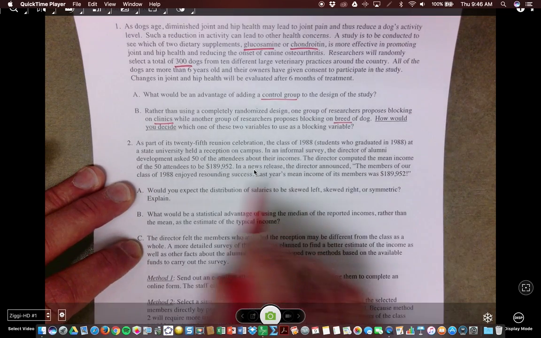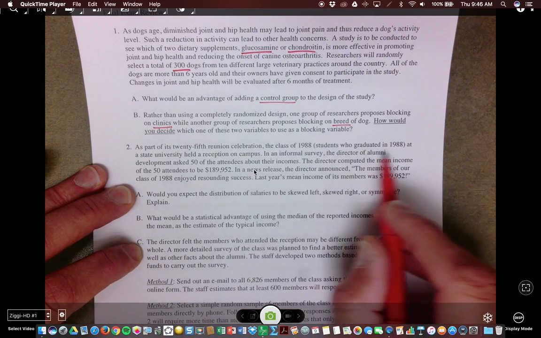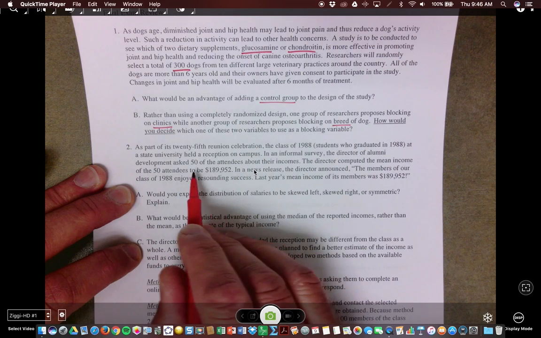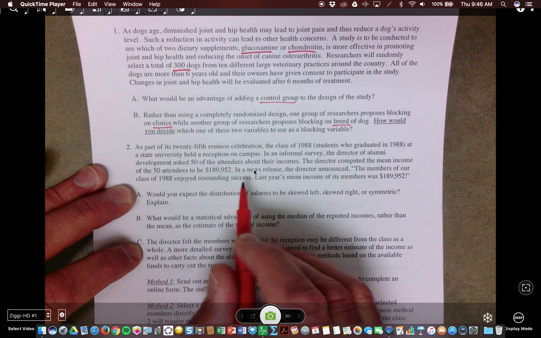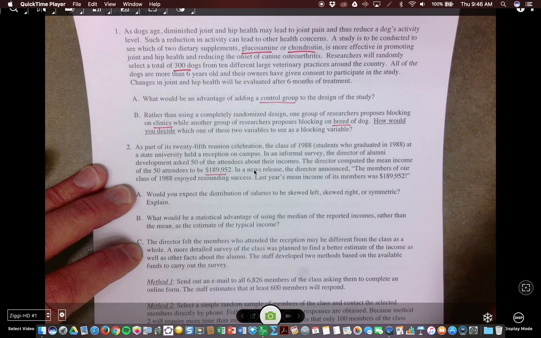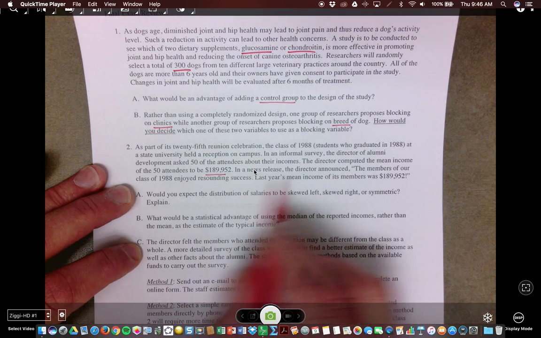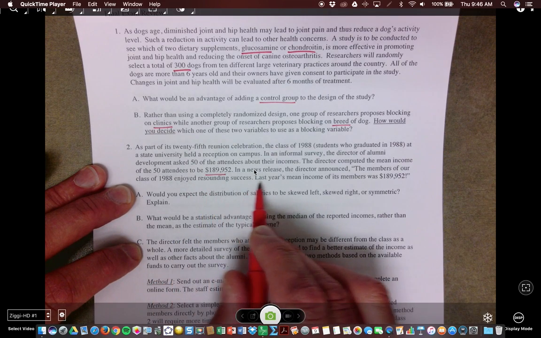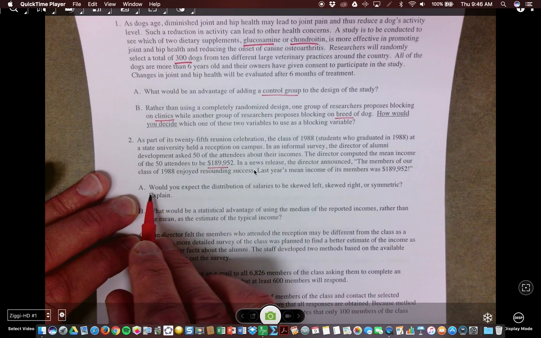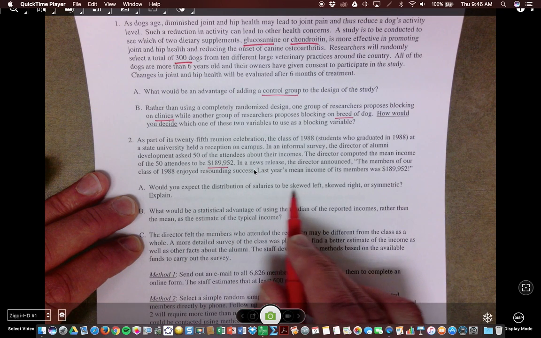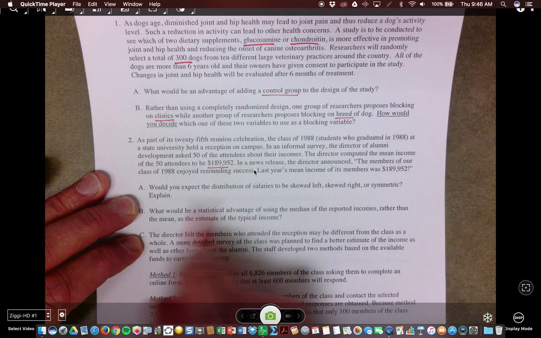Okay, and then question number 2 had to do with a class reunion. At this class reunion, they asked the 50 people that were there about their incomes, and lo and behold, they had a $189,000 average income for the graduating class of 1988. A couple of questions about this then. Would you expect the distribution of salaries to be skewed left, skewed right, or symmetric?